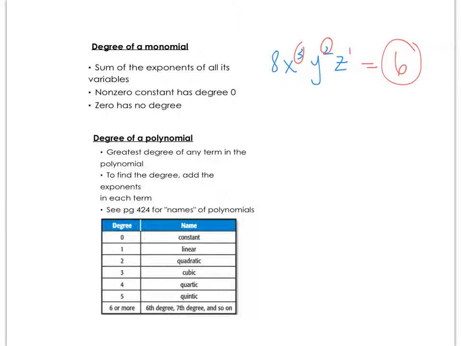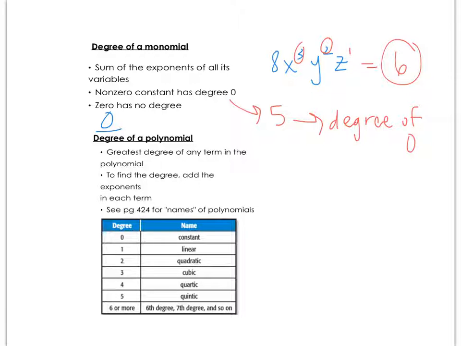So I add up all the exponents of all of the variables of that monomial. A non-zero constant, again, has degree 0. So for an example here, if I have just the plain number 5, that has a degree of 0. And the last bullet point, 0 has no degree, just means 0 has no degree.